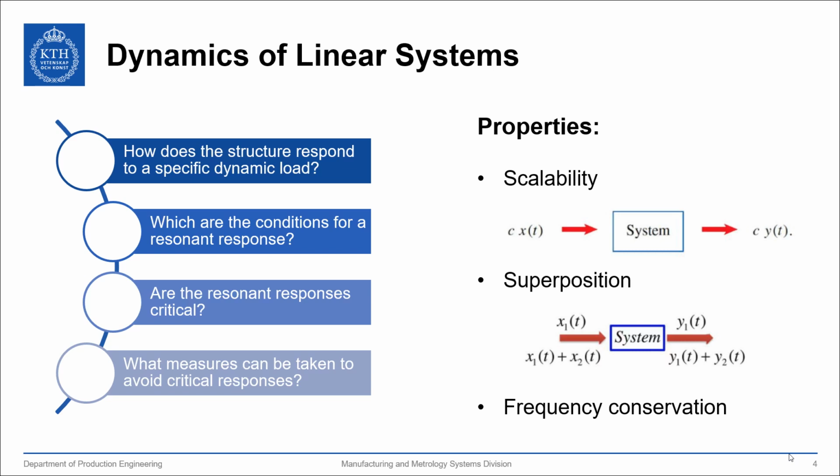Therefore, they follow these properties. They are scalable. If the input is multiplied by a scalar, so is the output. They can be superposed. The response to several impulses would correspond to the sum of the responses to the individual inputs, and they follow frequency conservation. Therefore, responses cannot contain other frequencies than the excitation. Factors such as friction of the coupling elements will originate nonlinearities in the systems. However, in most cases, linear systems are a very good approximation.